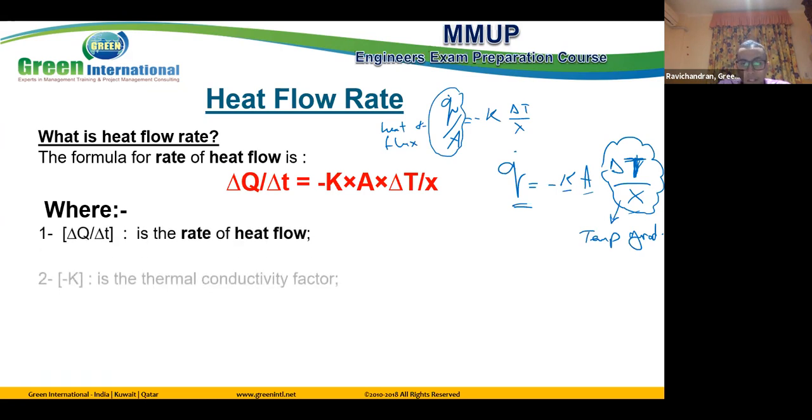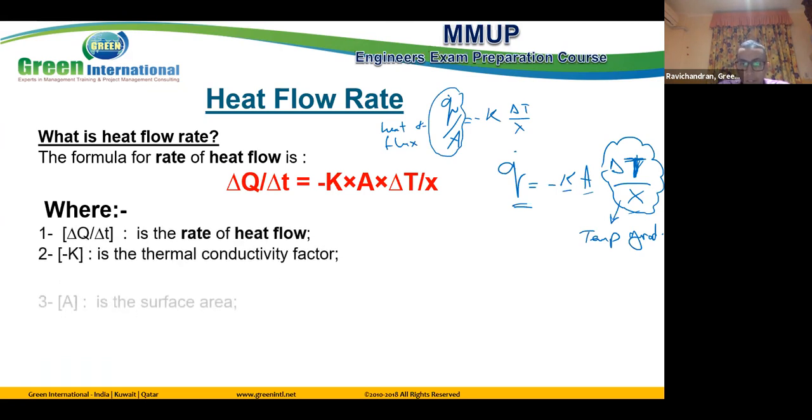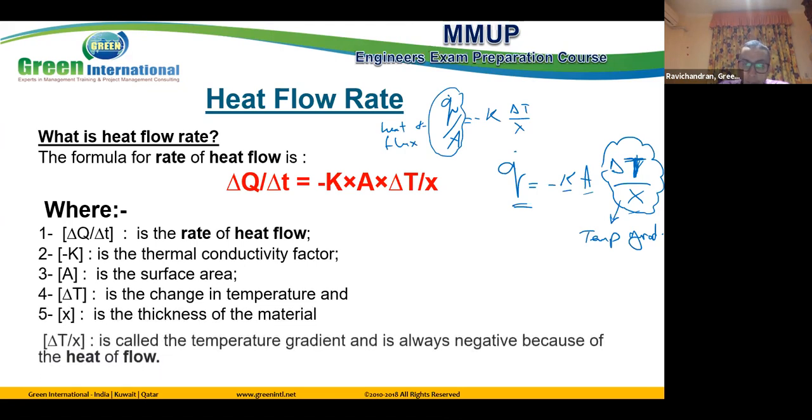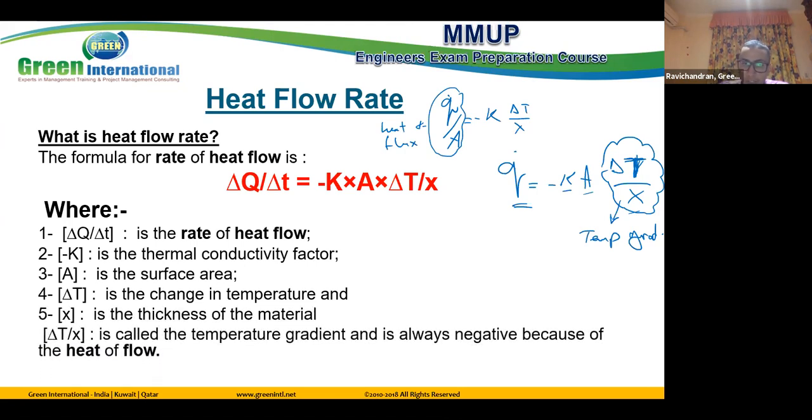Delta Q by delta T is the rate of heat. K is thermal conductivity. A is area. Delta T is the change in temperature. X is thickness. Delta T by X has an important name, the temperature gradient. And this temperature gradient, delta T by X, will be negative. This is the reason for the minus sign: negative times negative equals positive. Okay, temperature gradient. I told you a lot.